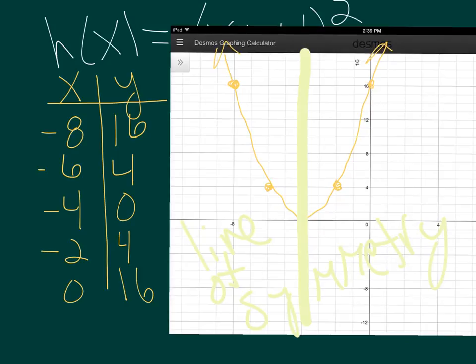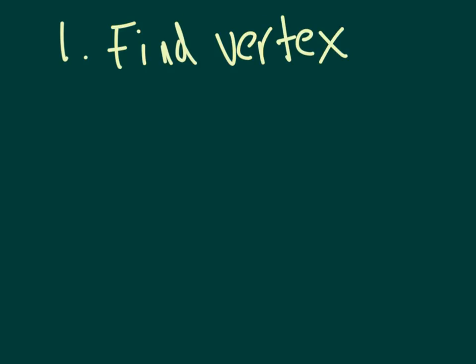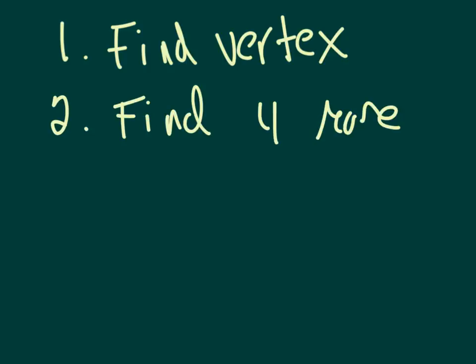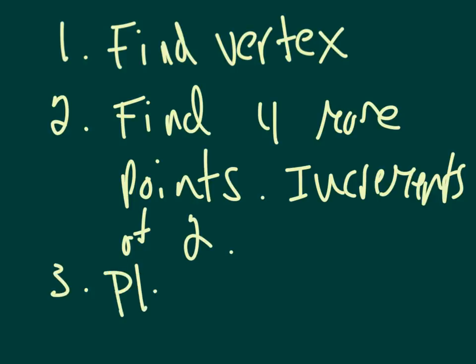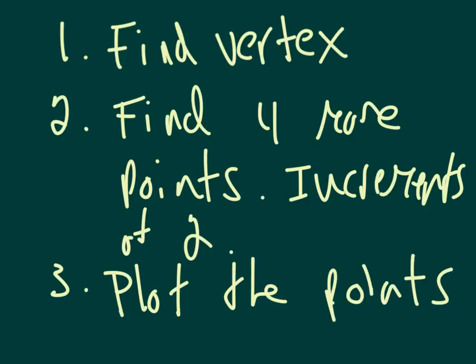So line of symmetry. Just to reiterate, step 1 was find the vertex. Step 2 was find 4 more points, going by increments of 2. And then step 3, plot the points. So if you follow those 3 things, you should be good with graphing a quadratic.